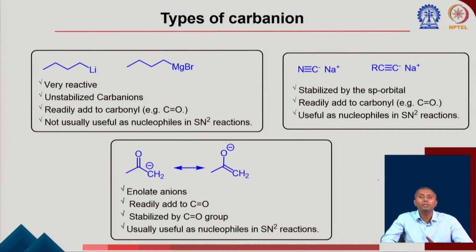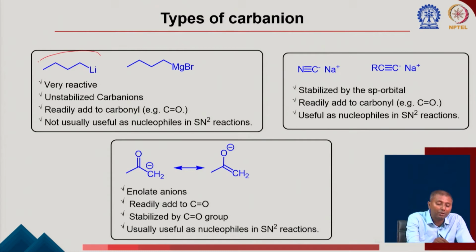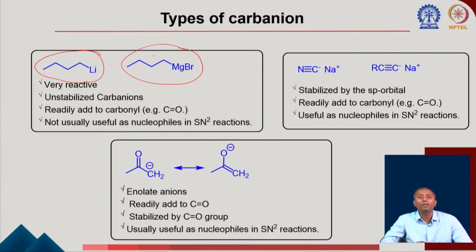Now I am going to talk about the types of carbanion. There are several different types of carbanion. One of the very reactive classes of carbanions is organolithiums and Grignard reagents. They are very unstabilized, because you cannot see any other group attached that can stabilize the carbanion. They can readily add to carbonyls and many other functional groups, and they are not useful for SN2.